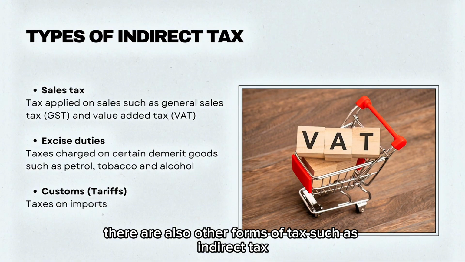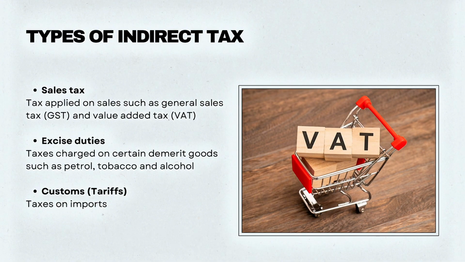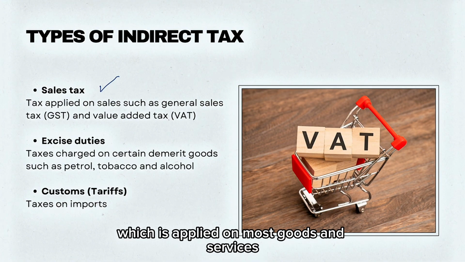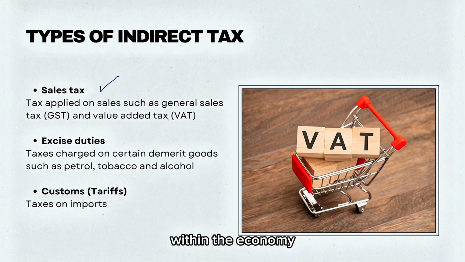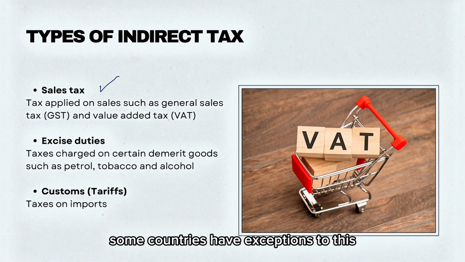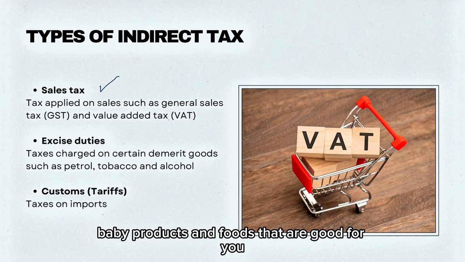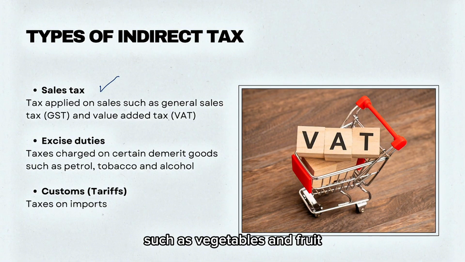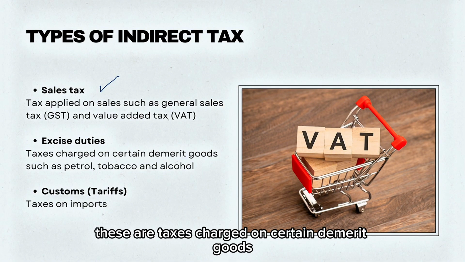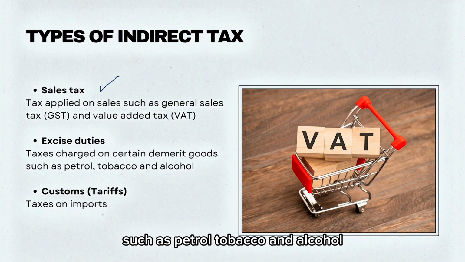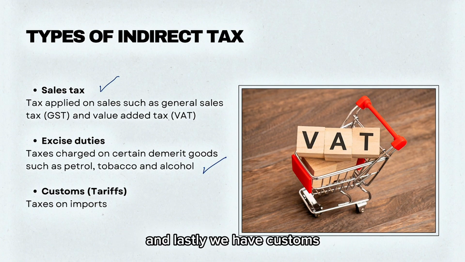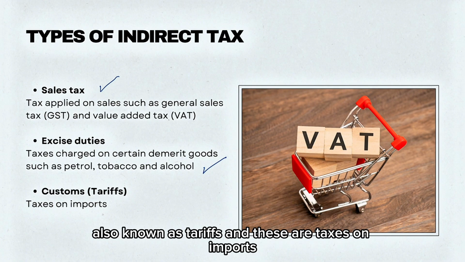There are also other forms of tax, such as indirect tax. These include sales tax, which is applied on most goods and services within the economy. Some countries have exceptions to this, such as baby food, baby products, and foods that are good for you, such as vegetables and fruit. Next, we have excise duties. These are taxes charged on certain demerit goods, such as petrol, tobacco, and alcohol. These are in addition to the sales tax. And lastly, we have customs, also known as tariffs, and these are taxes on imports.